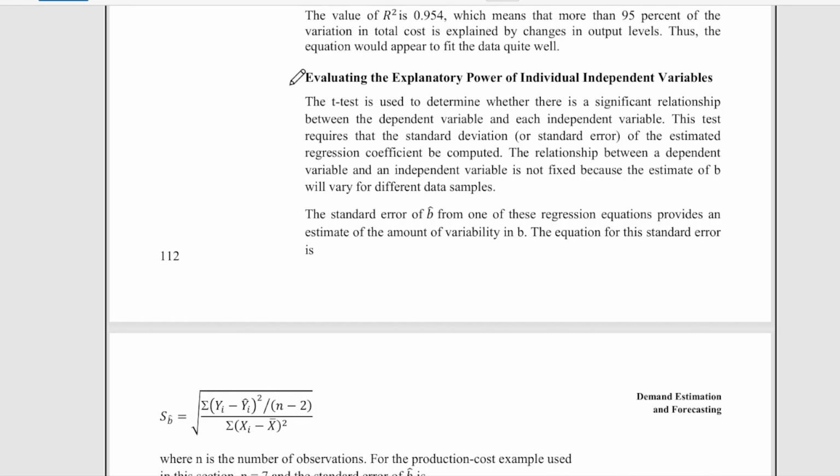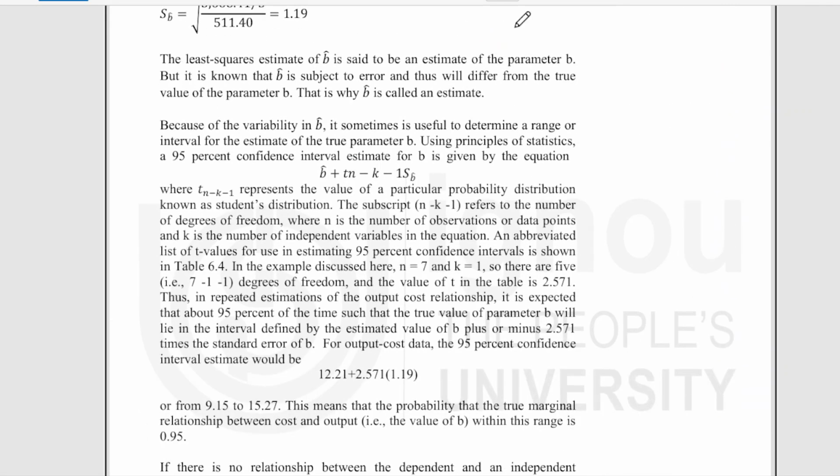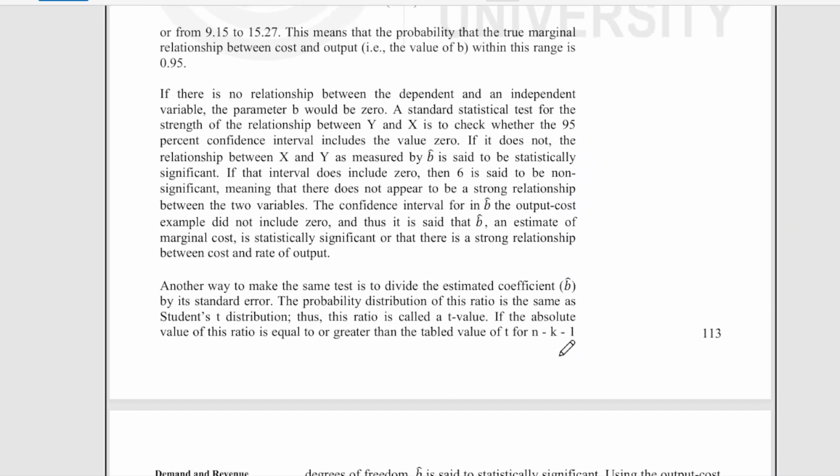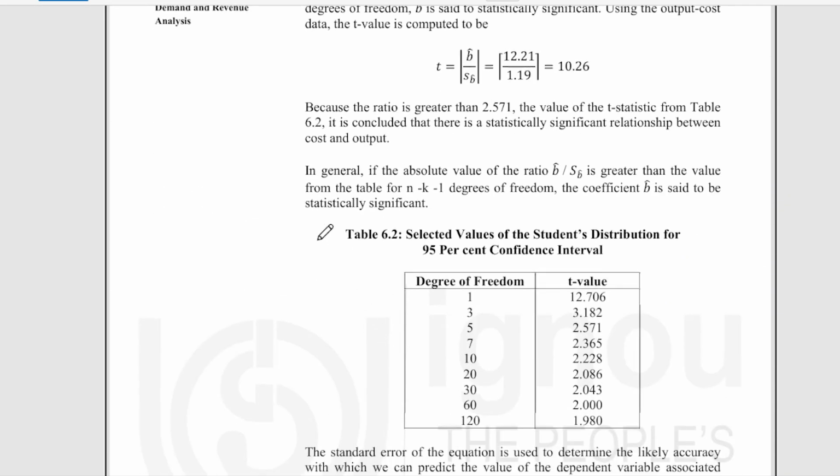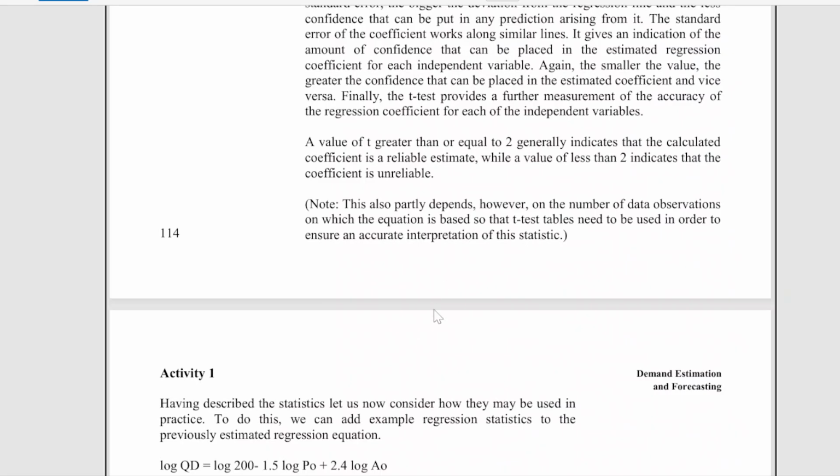Now, evaluating the explanatory power of individual independent variables. The t-test is used to determine whether there is a significant relationship between the dependent variable and each independent variable. This test requires that the standard deviation of the estimated regression coefficient be computed. The relationship between a dependent variable and an independent variable is not fixed because the estimate of b will vary for different data samples. This is all based on the equation, so the concept should be clear from that. The table here shows selected values of the Student's t distribution. It's an example, and from the example you can get the idea.